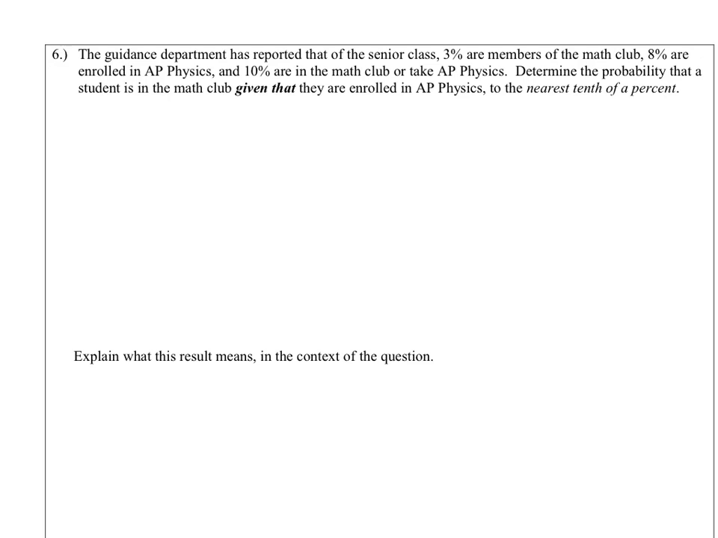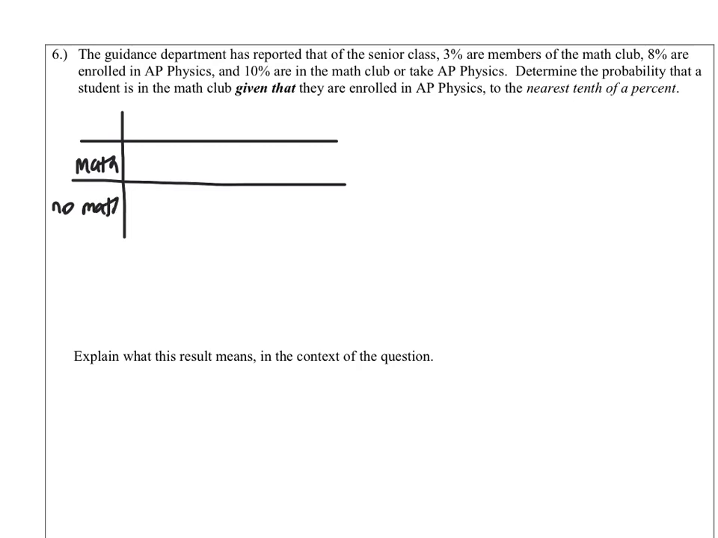The guidance department has reported that of the senior class, 3% are members of math club, 8% are enrolled in AP Physics, and 10% take math club or AP Physics. Determine the probability that a student is in the math club given that they are enrolled in AP Physics. So let's draw our two-way table. Of the senior class, 3% are members of the math club. So we need math club and no math club. And you always want a total.